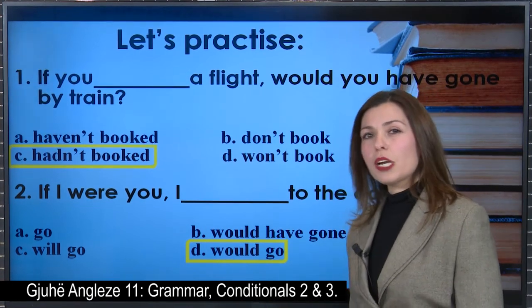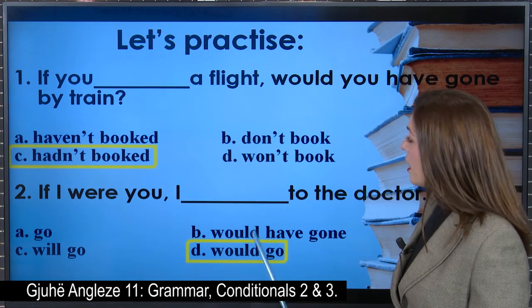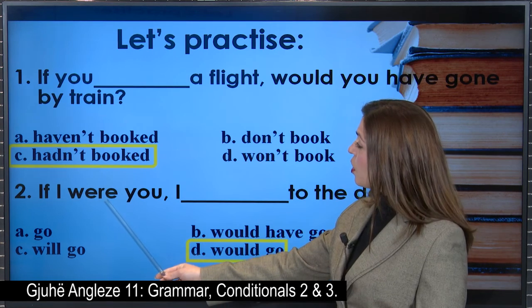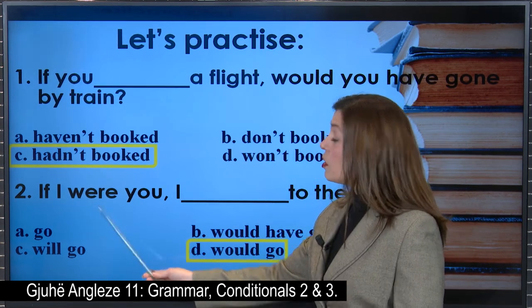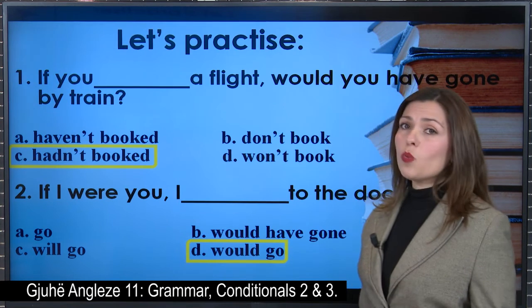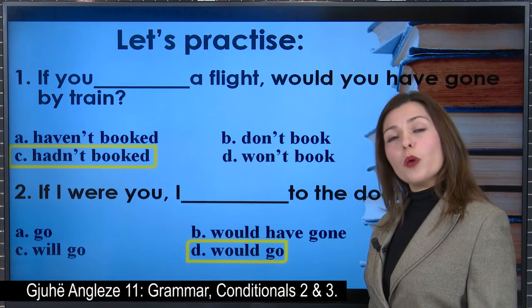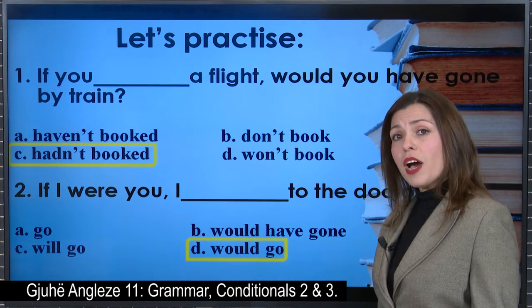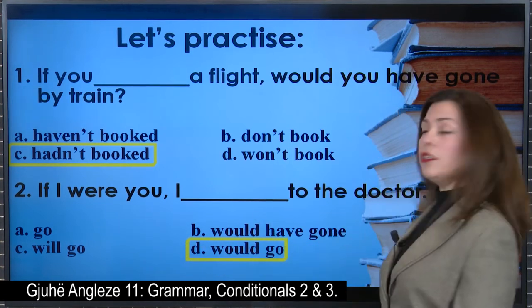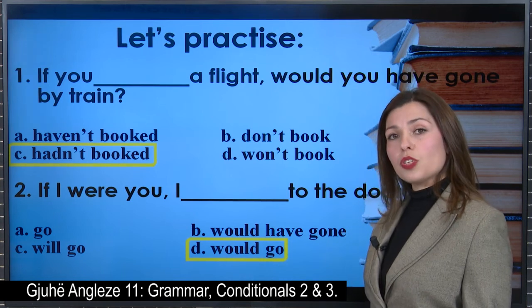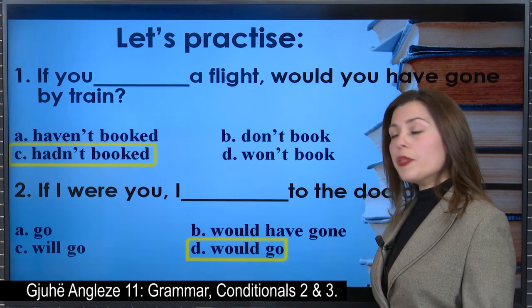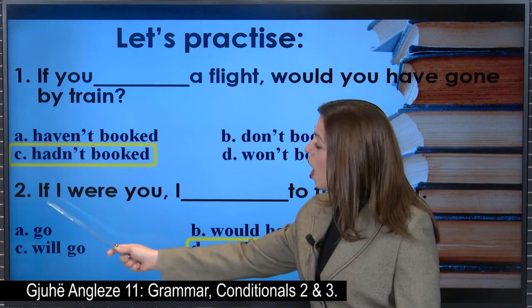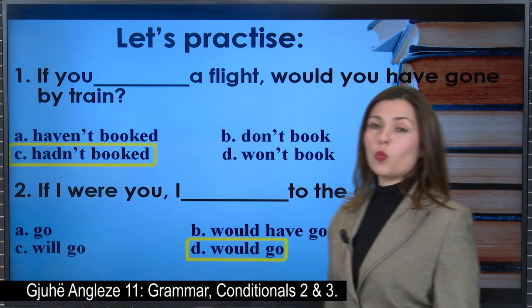Please pay attention a little bit here. We said that we use if plus past simple, but be careful. Here you've got I were. Normally we say I was in the past simple, but when we're talking about the second conditional and we're giving advice, because this is a sentence that gives advice to someone, the verb to be in all the subject pronouns becomes were. So I were and not I was.